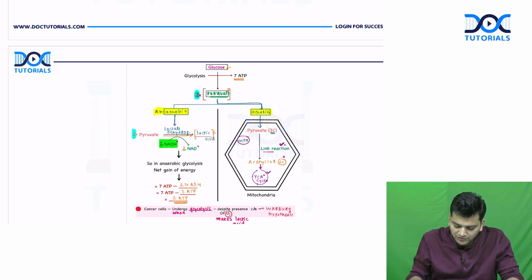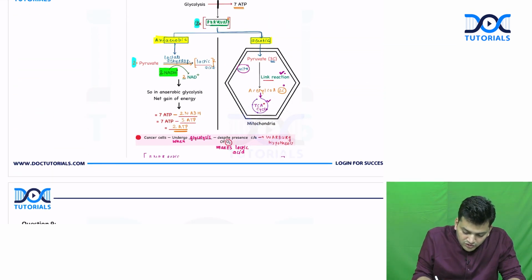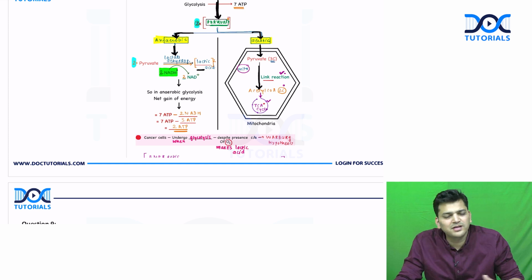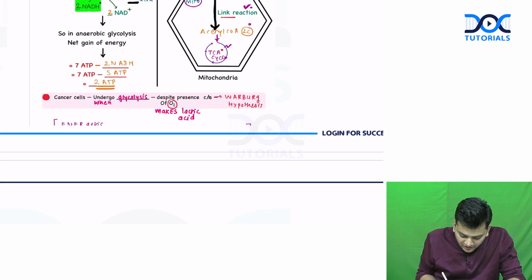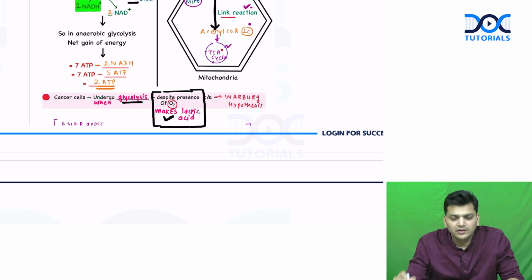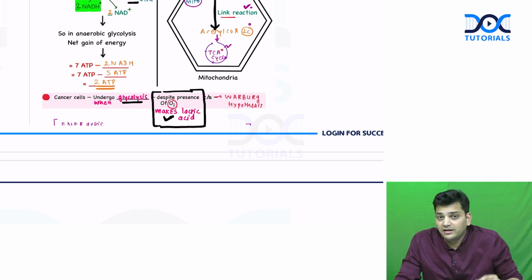If you remember this pathway from our notes, the glucose converts into pyruvate. The pyruvate is having two choices. If it goes into the anaerobic pathway, it will make the lactic acid. And if it goes into the aerobic, it will convert into the acetyl-CoA. The acetyl-CoA will run the Krebs cycle, which generates a lot of energy. Now, when it comes to the cancer cells, they undergo glycolysis, and despite the presence of oxygen, they make lactic acid. And this is called as Warburg hypothesis. And if you make lactic acid, you are just going to generate 2 ATP.